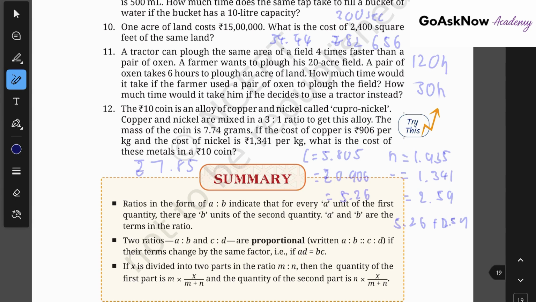Summary. Point 1. Ratios in the form of A to B indicate that for every A units of the first quantity, there are B units of the second quantity. A and B are the terms in the ratio. Second point, two ratios A to B and C to D are proportional if their terms change by the same factor. Third point, if x is divided into two parts in the ratio of m to n, then the quantity of the first part is m times x over m plus n, and the second part is n times x over m plus n. And that's it.